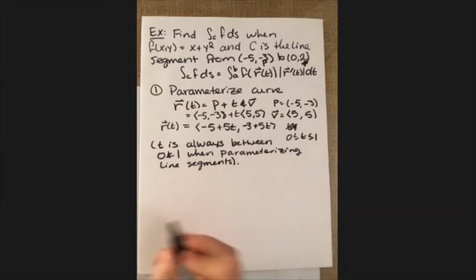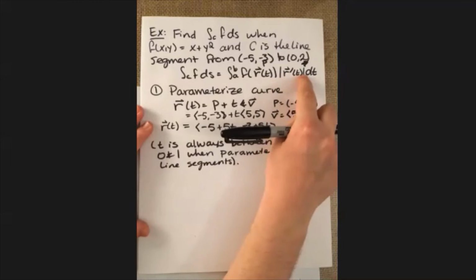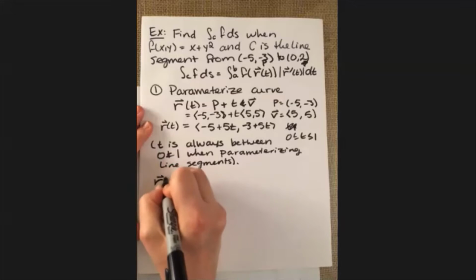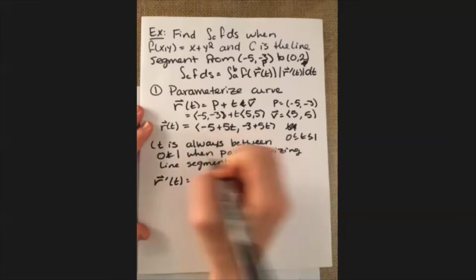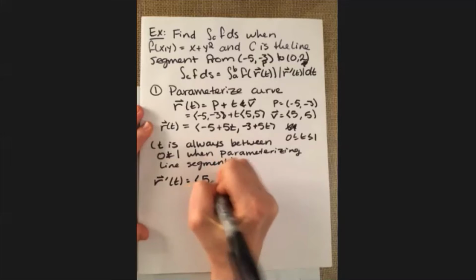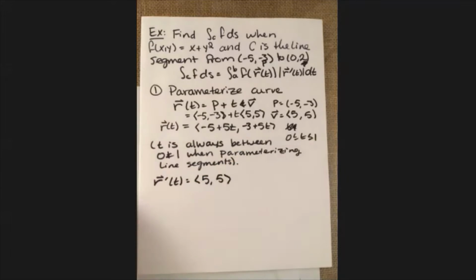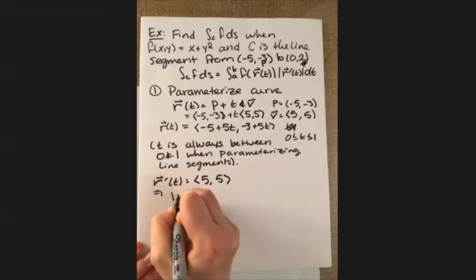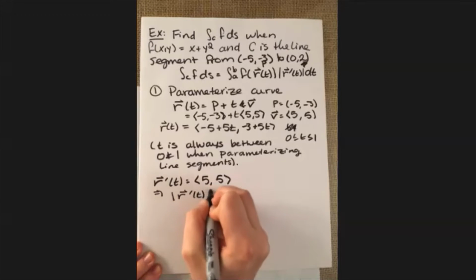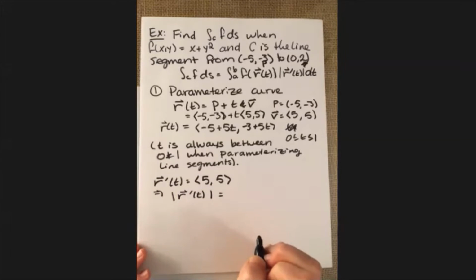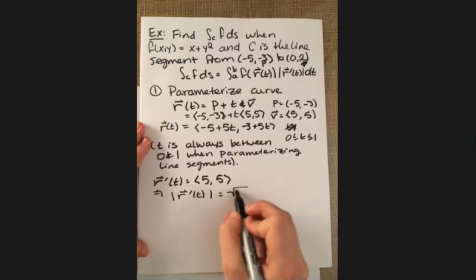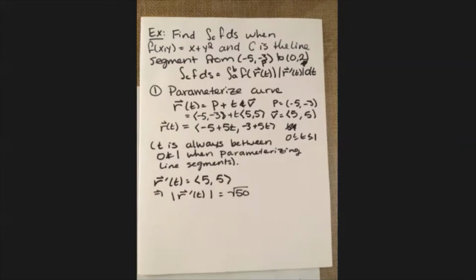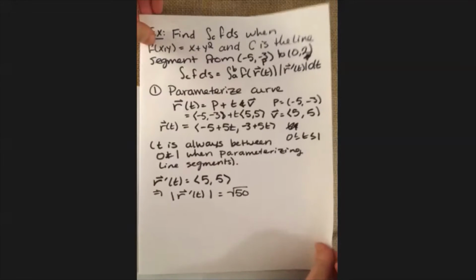Okay, so now that I've got this parameterization, the other piece that I need is the norm of the derivative. So I need to take the derivative of my parameterized line segment, and that's going to be 5, 5, which means that the length of that is equal to root 50. Okay, great. Now what I want to try to do is write f in terms of the coordinates of r of t. And I'm going to need a new page for this.